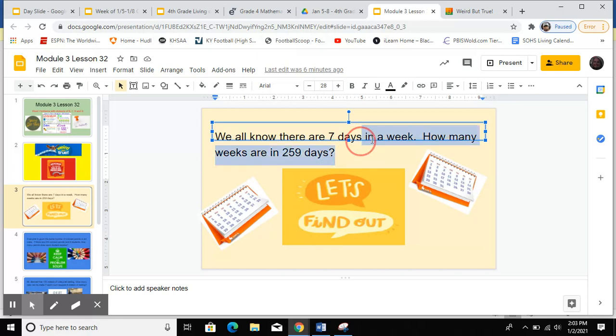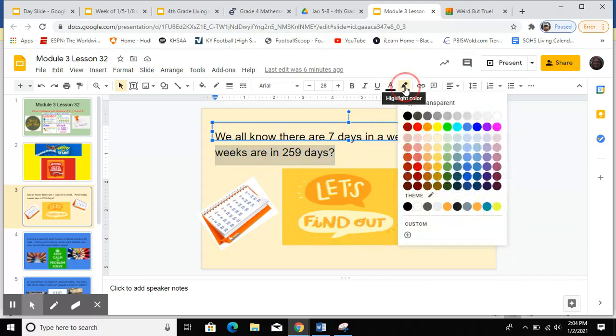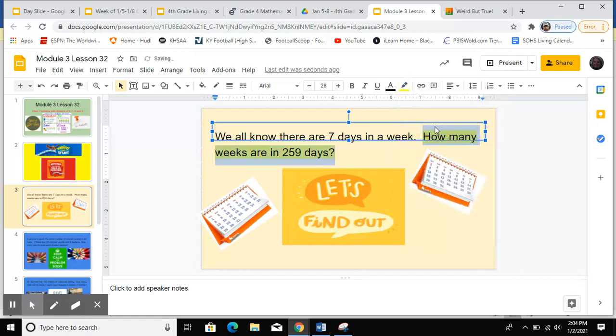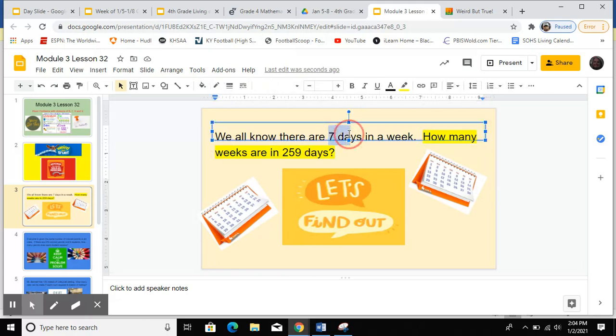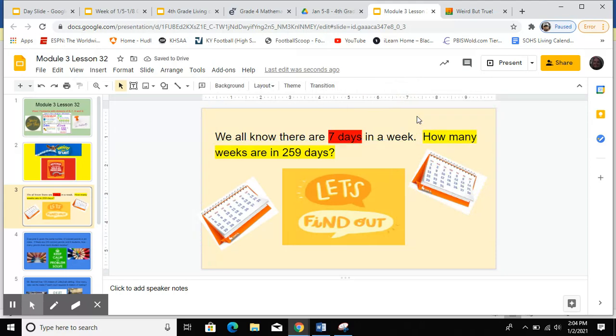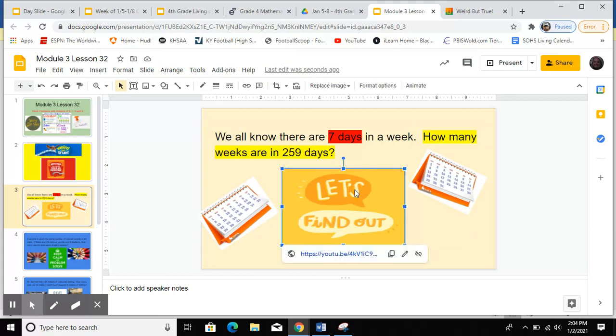I am going to highlight my question in yellow to start breaking this down. How many weeks are in 259 days? There are 7 days in a week. So I feel like it's asking me how many groups of 7 are in 259. And if I'm trying to find out how many groups of 7 are in 259, then I'm going to divide. Let's take a look at this quick video I made to show you how to attack the problem.